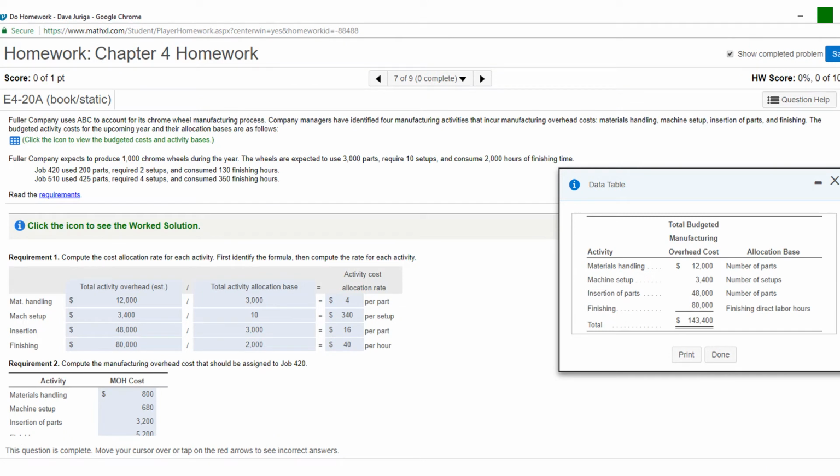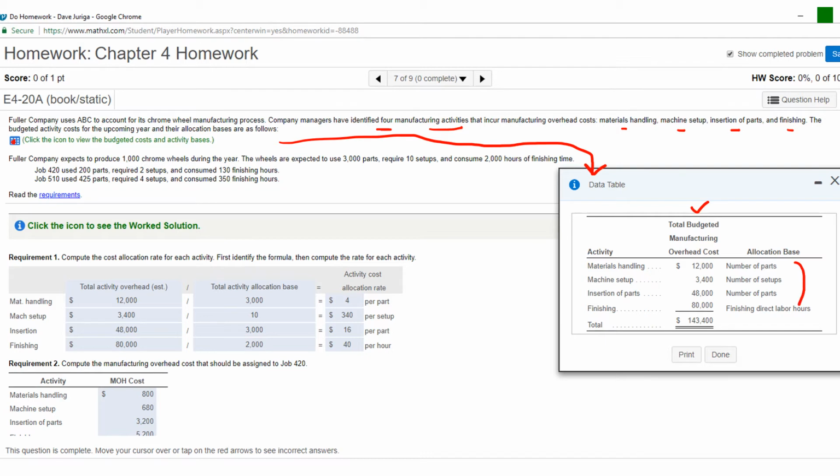Okay, so in this problem in Chapter 4, we're going to be looking at activity-based costing. And it says the Fuller Company uses ABC to account for its chrome wheel manufacturing process, and management has identified 4 different activities that incur overhead cost. These are material handling, machine setup, insertion of parts, and finishing. It says the budgeted activity costs for the upcoming year and the allocation base are as follows. So you click that icon, I've already done that, and this is the box that pops up. Notice this is the budgeted overhead, your estimated overhead. So you've got material handling, machine setup, insertion of parts, and finishing. Add those up, there's $143,400 of total manufacturing overhead.